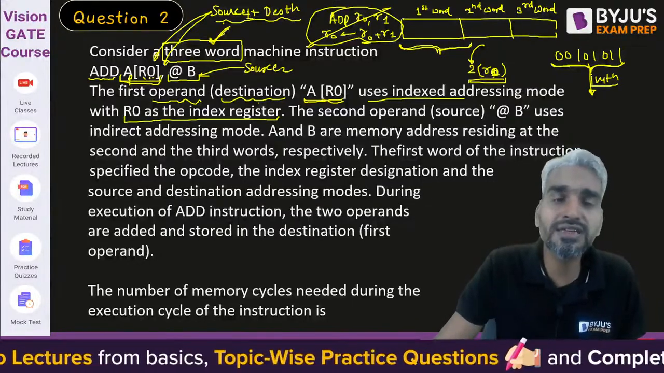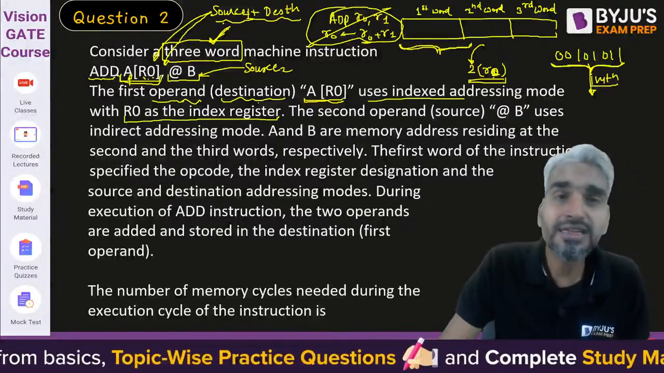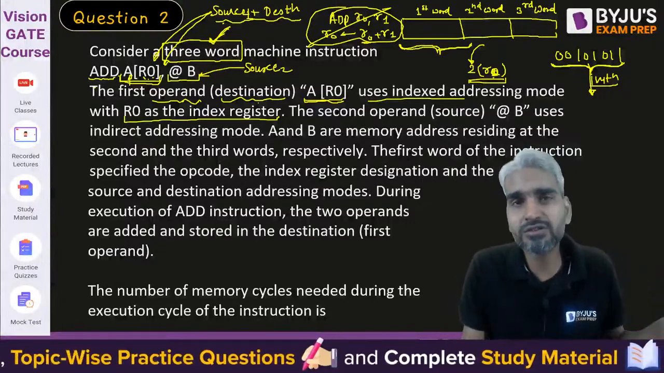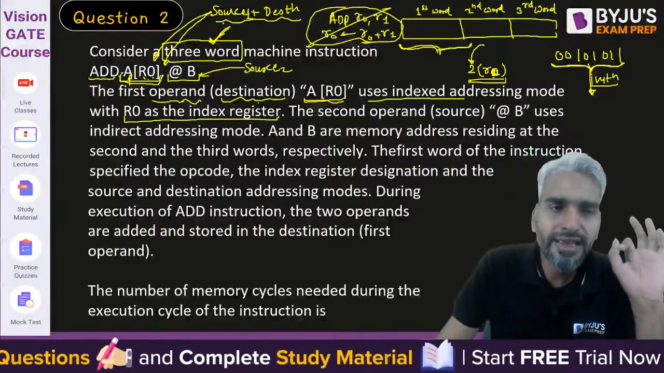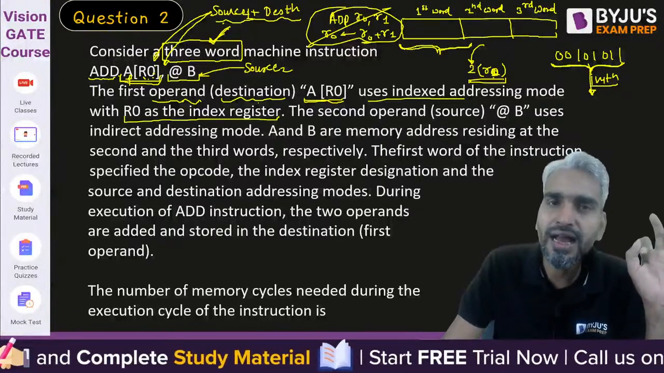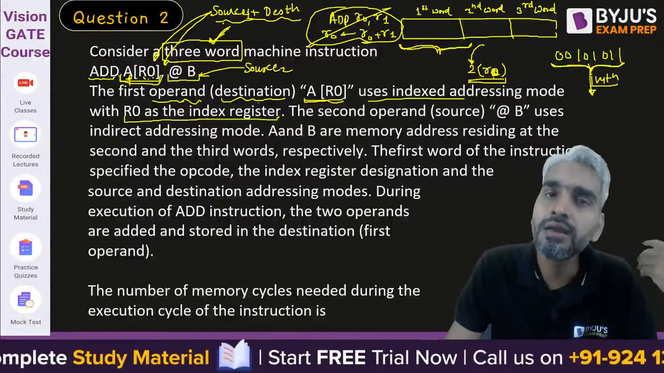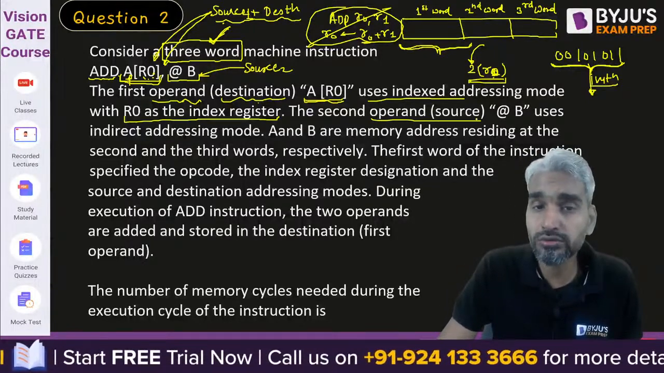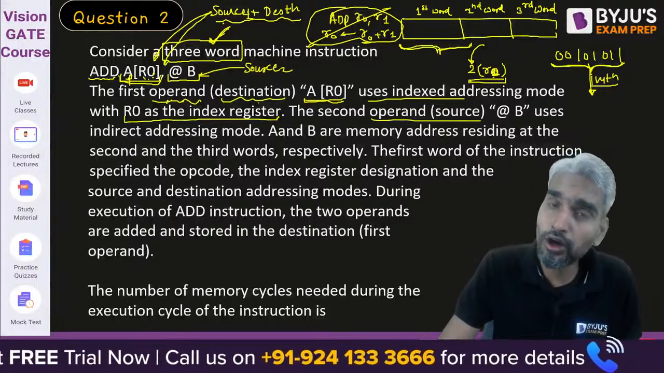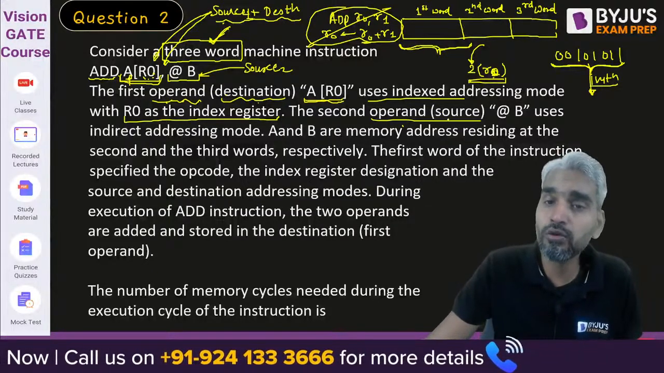So R0 is the index register, then this A is trying to specify the base address. With A, you will add the content of register R0 and you will get the effective address. Based on that, you will get your operand. Now the second operand will only be source. This first operand will be operand as well as destination. The second operand will only be source.